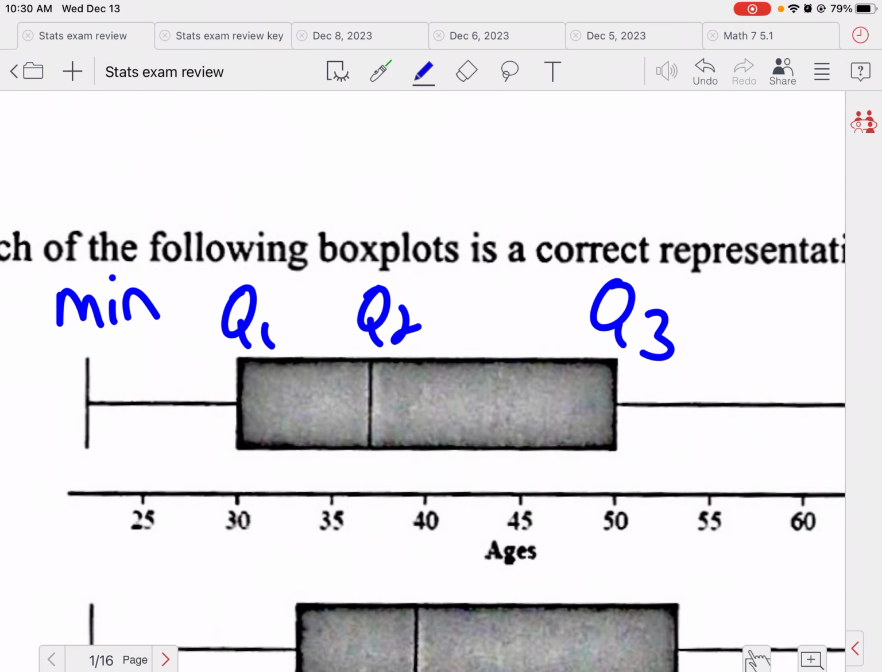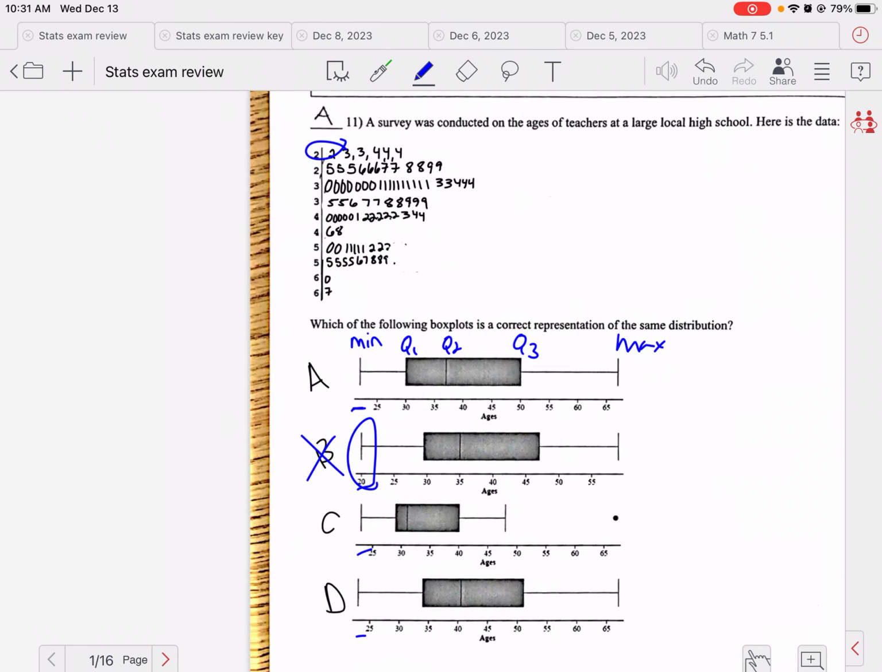So when I'm looking at this, I'm going to try and eliminate as many answers as I can. I can see these are already in order. My lowest value is 22. So A could be at 22. B is definitely not at 22, so B is wrong. C could be at 22, and D could be at 22. So I've eliminated at least one answer.